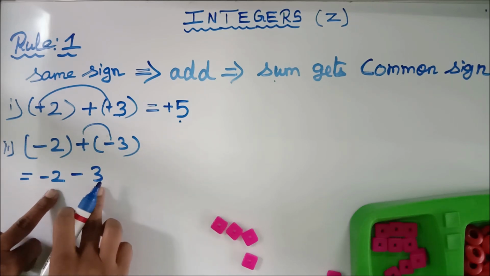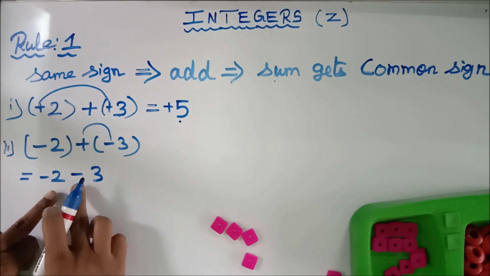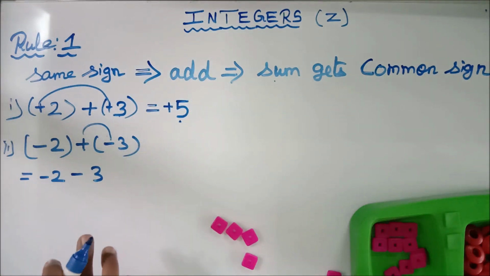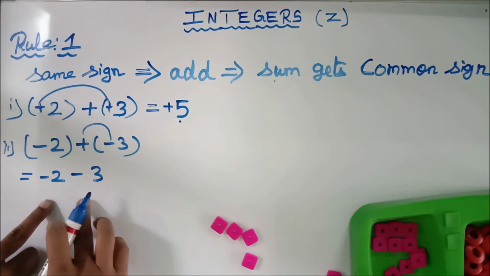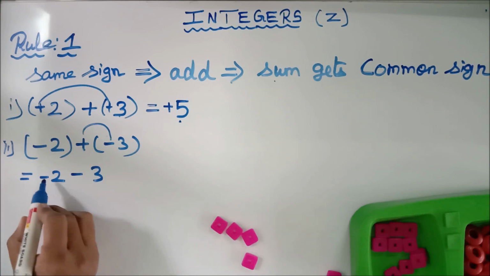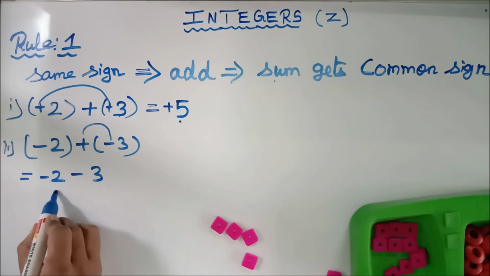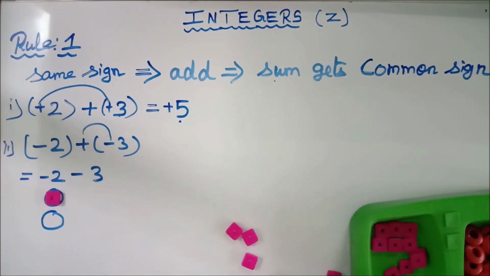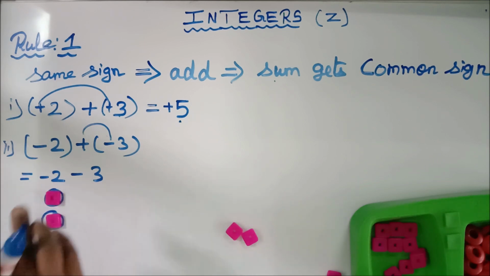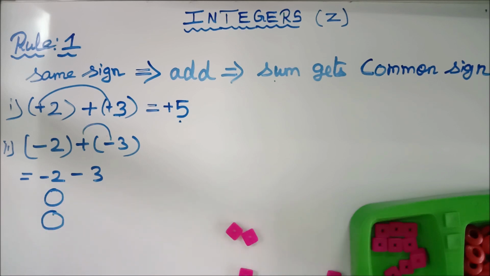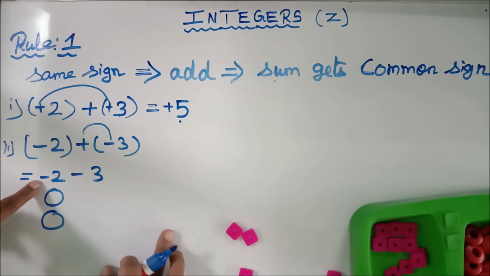Thus we have removed the brackets. Now observe the given integers. They are having the same symbol. So as per rule 1 you have to add. Now we are going to understand this addition of integers concept. Okay, see here. Minus 2. It means you are not having two coins. That is, you are in need of 2 coins, but you are not having these 2 coins. That's why we are putting the symbol minus 2.